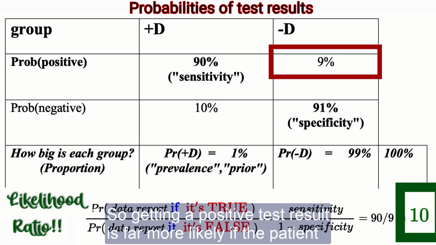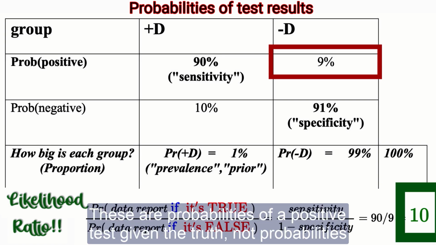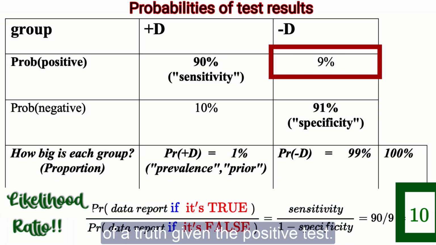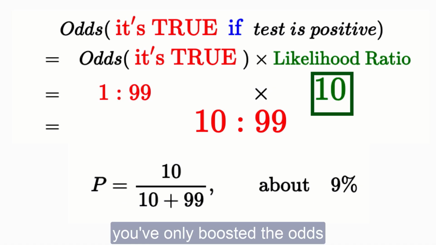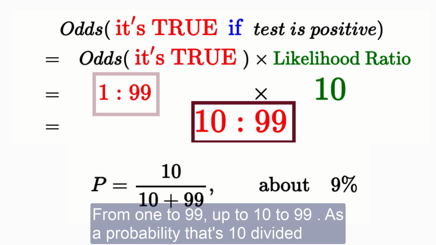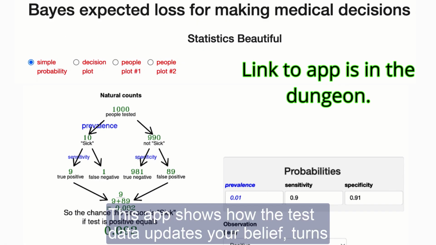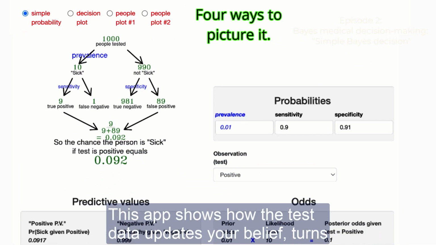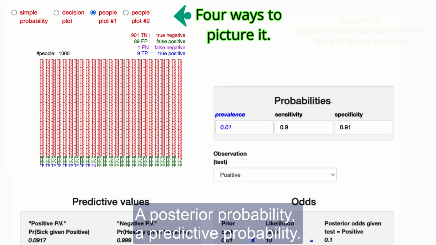So getting a positive test result is far more likely if the patient is sick, if the patient's D-plus. These are probabilities of a positive test given the truth, not probabilities of a truth given the positive test. Big difference. But now multiply the odds by the likelihood ratio and you've only boosted the odds from 1 to 99 up to 10 to 99. As a probability, that's 10 divided by 10 plus 99, which is about 9%. This app shows how the test data updates your belief, turns it into a predictive value, a posterior probability, a predictive probability.